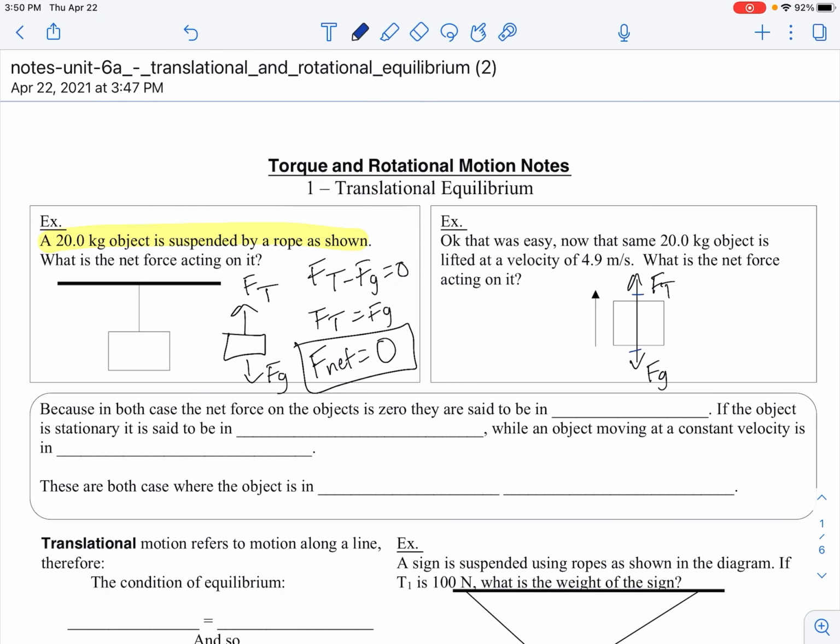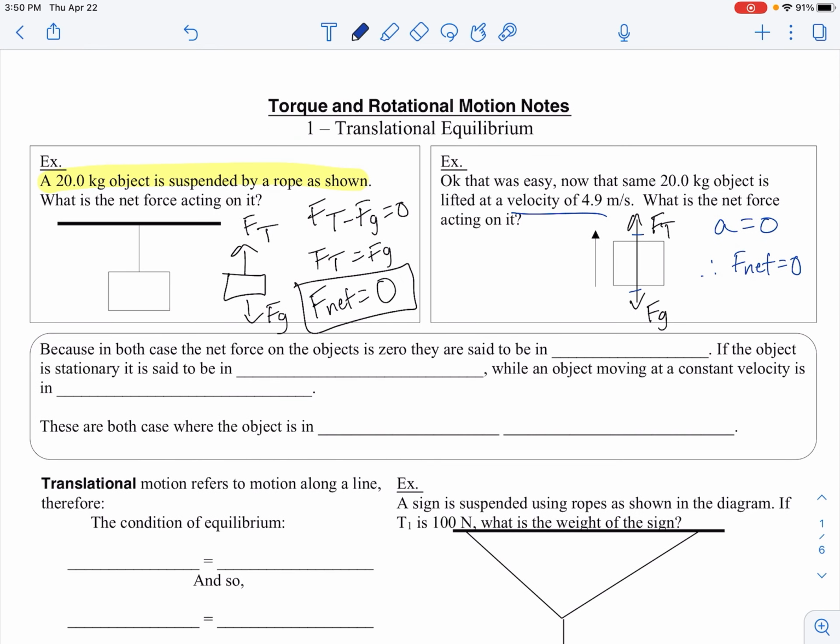And while it is moving, we can assume, because it doesn't mention that it's speeding up, slowing down, or accelerating, that this velocity is constant, which means that our force of tension is going to equal our force of gravity. So our acceleration is 0. Therefore, our net force is also 0. All right. So in both cases, the net force on our objects is 0. That means that these objects are in what we would call equilibrium.